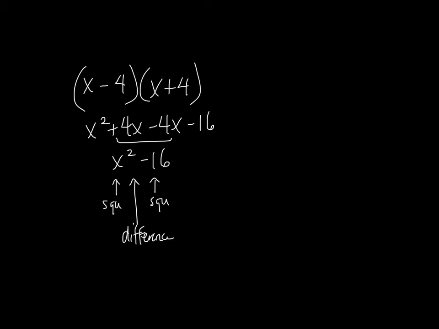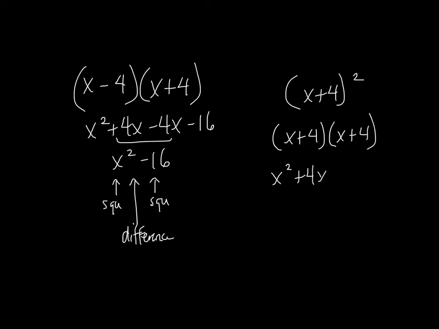Now, by the same token, we can have x plus 4 the quantity squared, which is the same thing as writing out x plus 4 times itself, like that. And again, if we expand that, x squared plus 4x again plus 16. Combining like terms means these actually combine rather than cancel, and I end up with x squared plus 8x plus 16. This is a perfect square expansion.